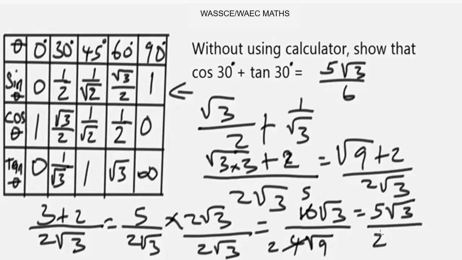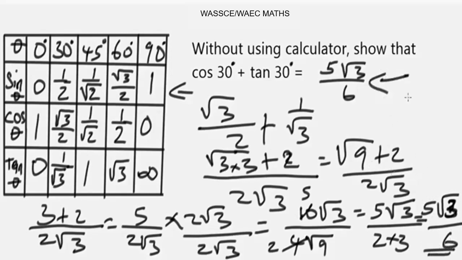Now the square root of 9 is what? 3. So this will give us 2 times 3. So our final result will be 5 root 3 over 2 times 3, which gives us 6. So this is the same thing as what we have here. This is basically how you can show that cos 30 degrees plus tan 30 degrees equals 5 root 3 over 6. It's as simple as that, guys.